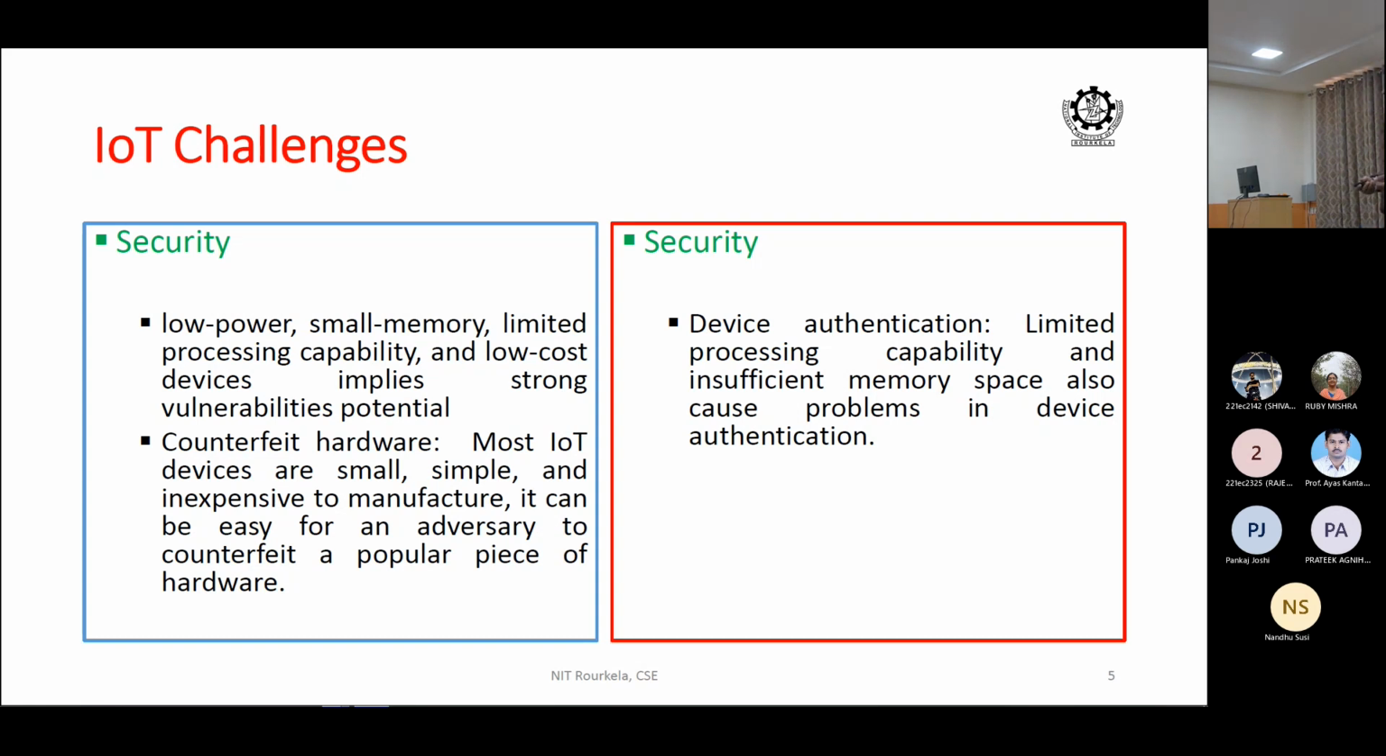The limited processing capability and insufficient memory space also cause a problem for device authentication using the traditional techniques. So you need to find some other mechanism, one that does not change the underlying architecture, and the best will be the blockchain. I'm not changing anything. We are not going to discuss almost all techniques, but at least a few techniques I'll tell you about, showing how the blockchain has been used for device authentication.